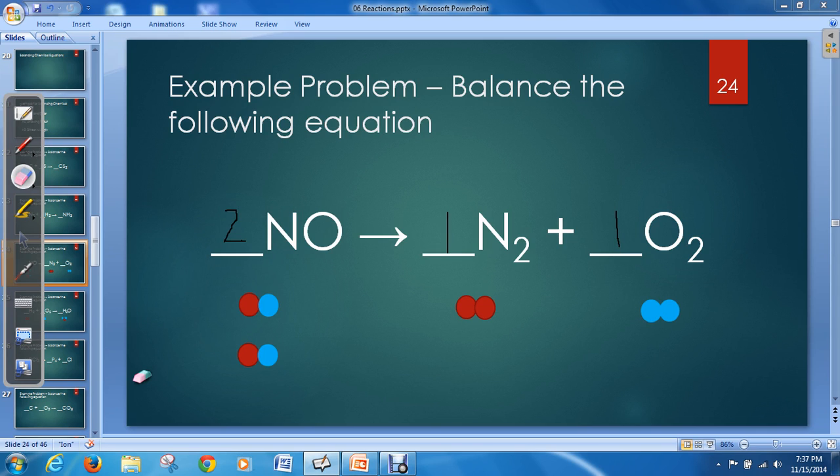That's how we do this, right? We just draw it out and we see what we have to add to both sides so this is balanced. Okay, let's try another example.